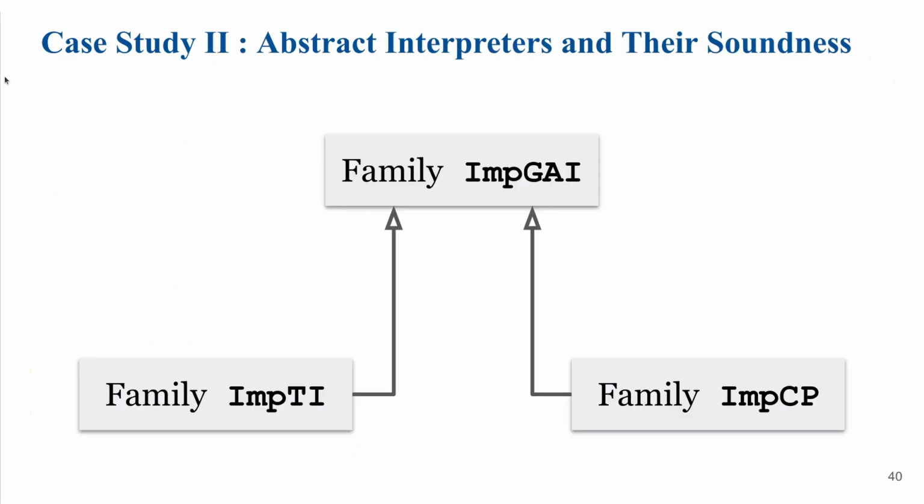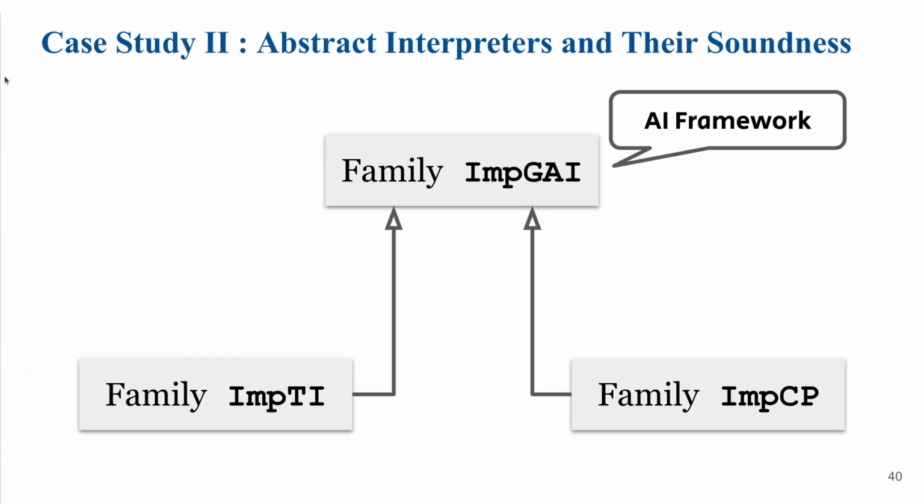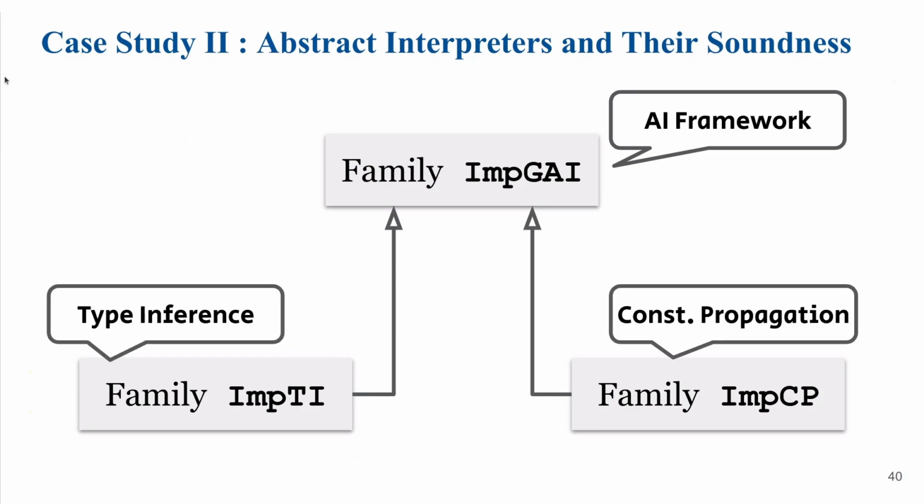In the second case study, we mechanize abstract interpreters for simple imperative languages and also their soundness proofs. The code is organized into 3 families. The base family defines a generic abstract interpreter framework. It has a few extensibility hooks, such as the abstract domain and the concretization relation. Two derived families instantiate the extensibility hooks to perform type inference and constant propagation.